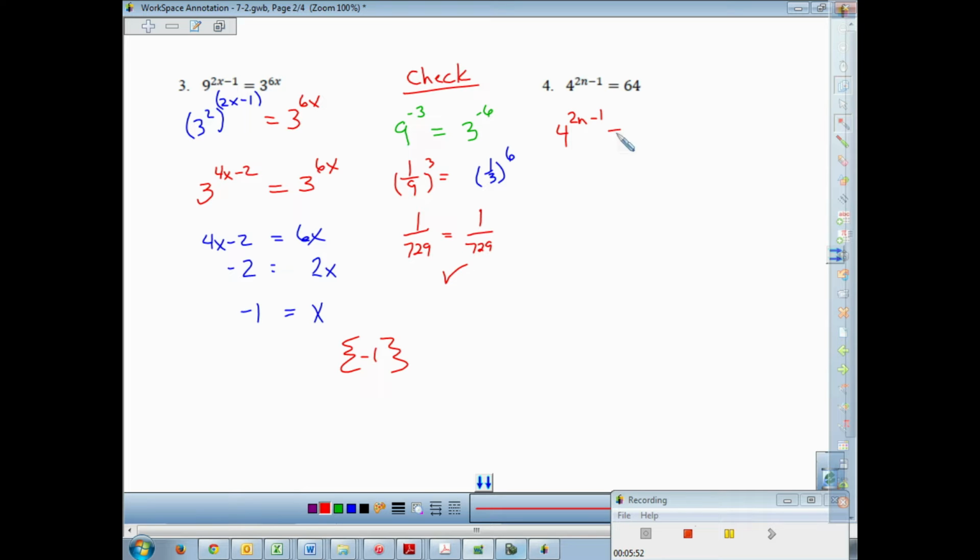What is 64 rewritten as base 4? 4 to the 3rd, right, or cubed? Cool with that? And see, now I don't have to do any of that crazy distribution or any of that stuff. I have them both as base 4, so 2n minus 1 should equal 3.